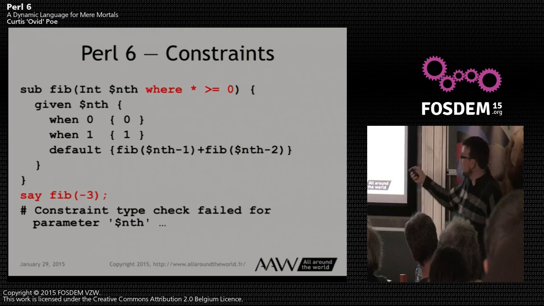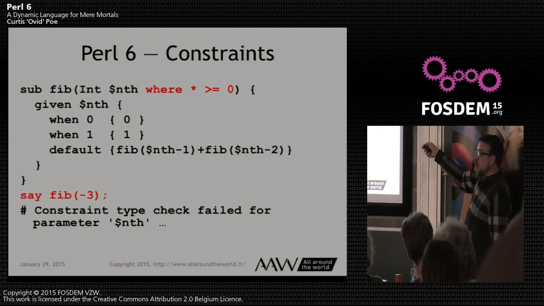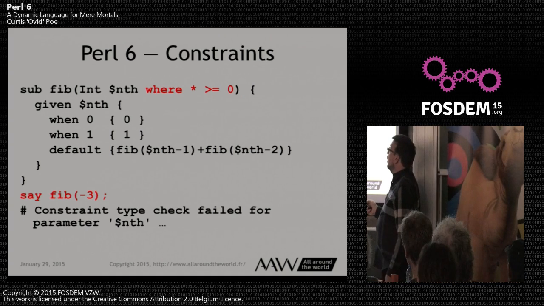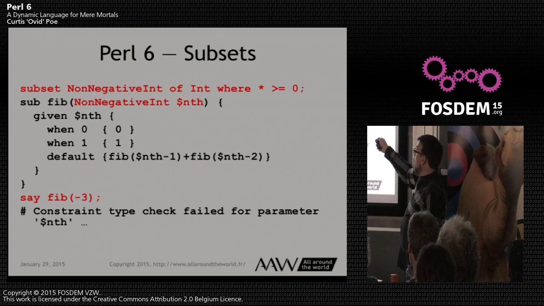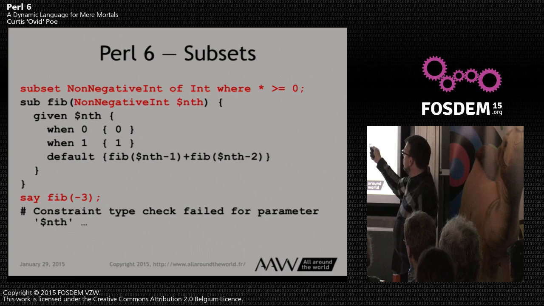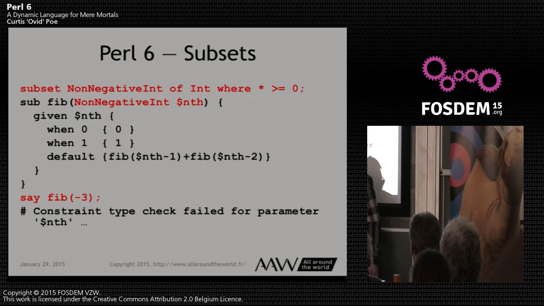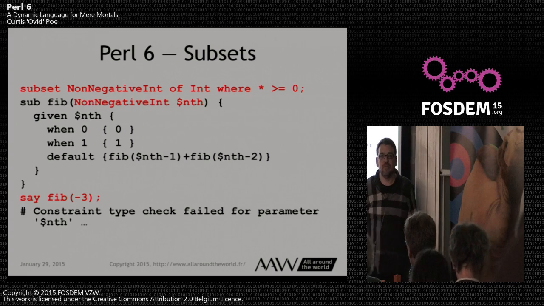But, you know, this is actually getting kind of clunky here. Int nth where whatever I got is greater than or equal to 0. What if you have multiple parameters being passed to this sub? That's going to be frustrating. So you pull it out into a subset. Subset NonNegativeInt of Int where whatever I got is greater than or equal to 0. And then we just declare this as a NonNegativeInt nth. In other words, basically declare your own types on the fly with an easy-to-read syntax and use them where you need them.